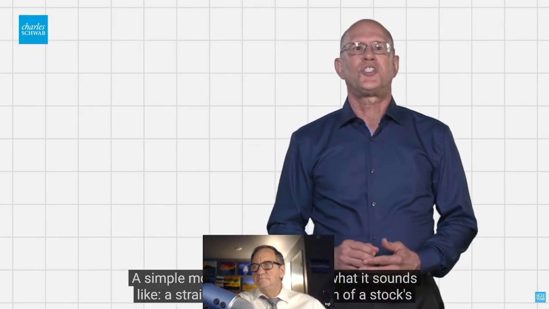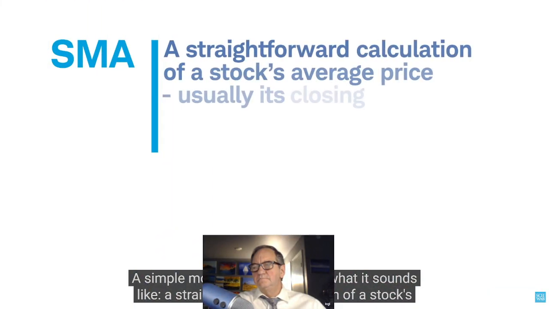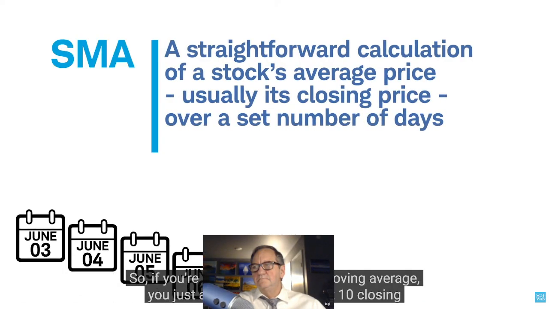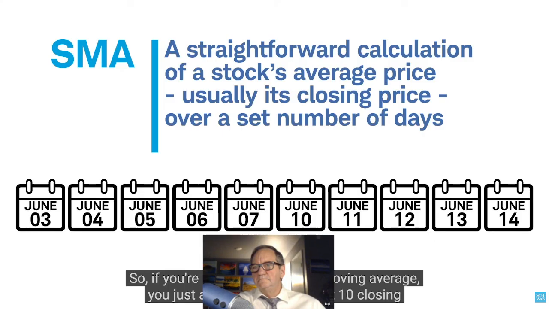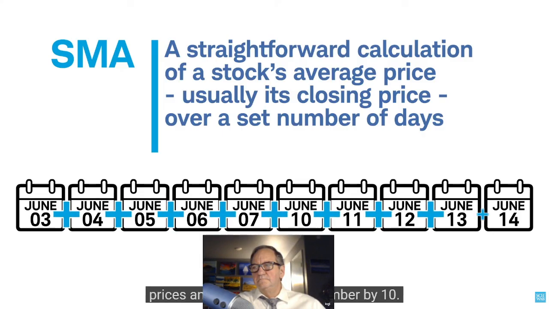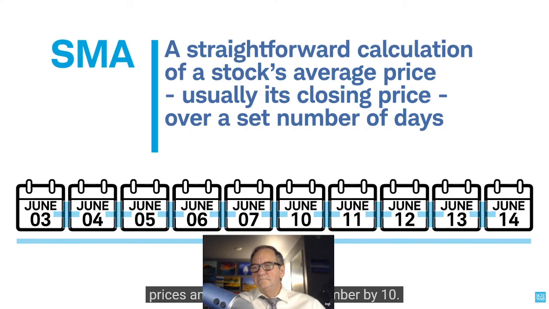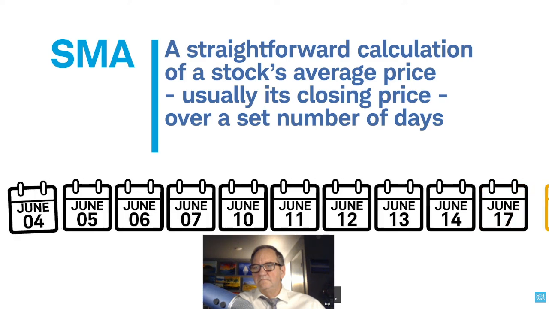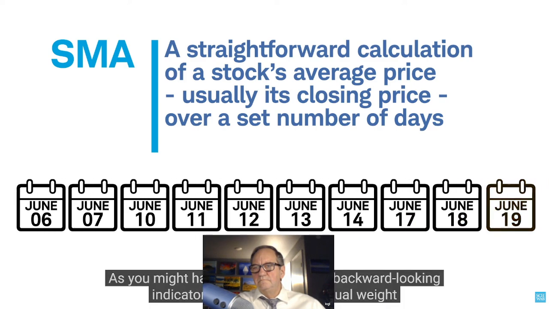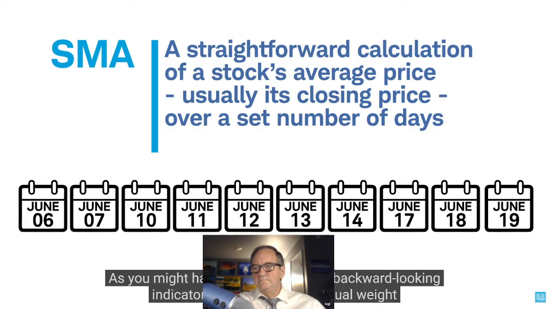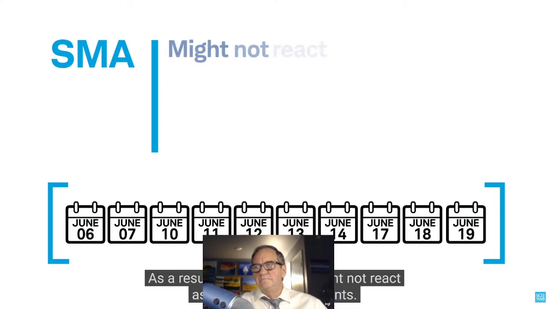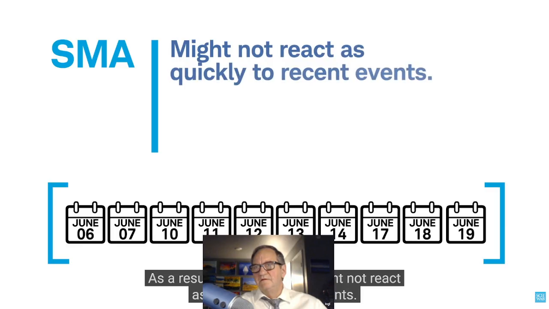A simple moving average is just what it sounds like, a straightforward calculation of a stock's average price, usually its closing price, over a set number of days. So, if you're looking at a 10-day moving average, you just add up the stock's last 10 closing prices and then divide that number by 10. And because this is a moving average, as each day passes, you add a new closing price as an old one drops off. As you might have noticed, SMA is a backward-looking indicator, insofar as it gives equal weight to a 10-day old closing price as it does yesterday's closing price. As a result, a stock's SMA might not react as quickly to recent events.